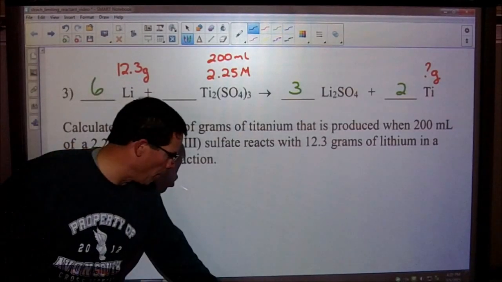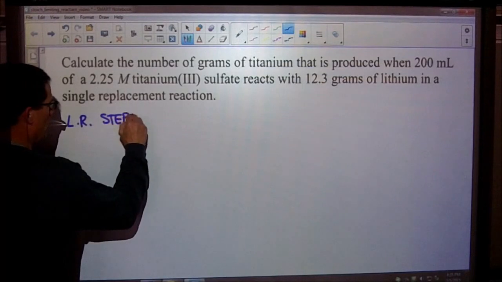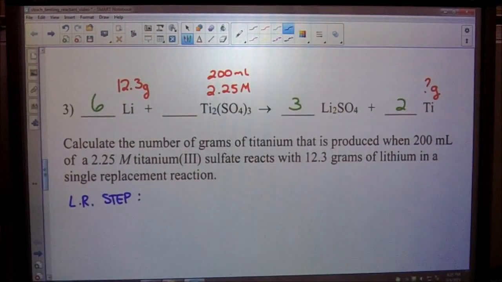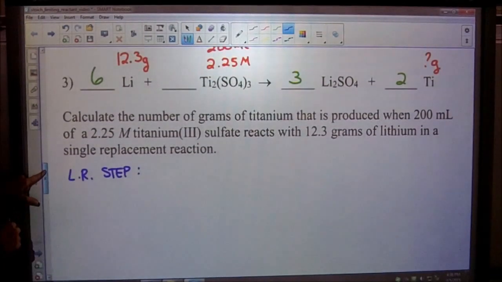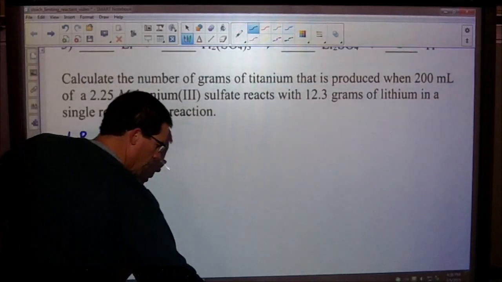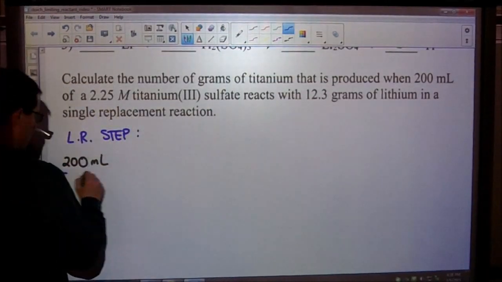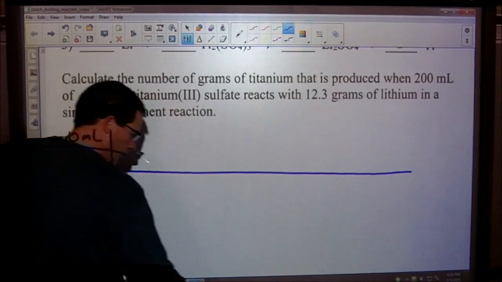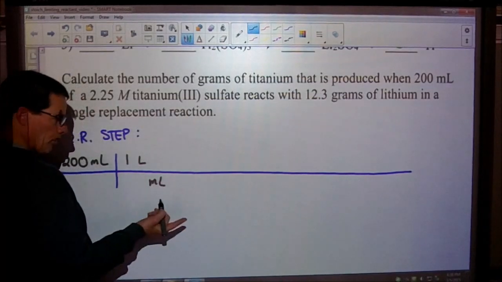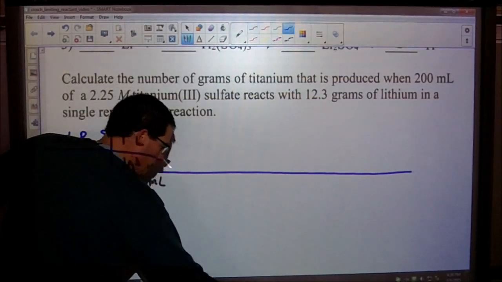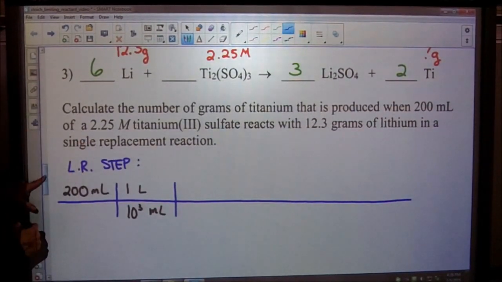It is a limiting reactant problem. So that means I do need to perform what's called a limiting reactant step to find out who my limiting reactant is. And let's go ahead and use the 200 mils here just so you get some more practice. So I've got 200 mils of a 2.25. So if you know the volume and the molarity, always start with the volume. Okay, so we'll convert the milliliters into liters. And remember that 1 liter's much bigger and there's 1,000 milliliters. Okay. And then once we have our volume in liters, now we can use our 2.25 molarity.